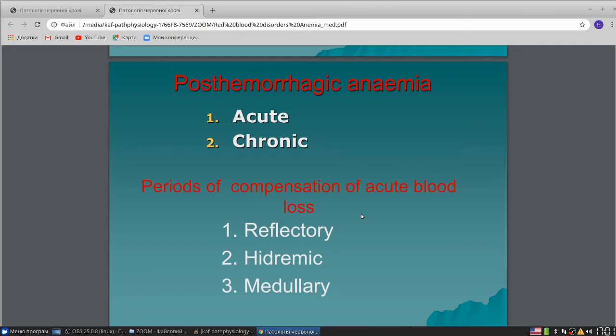And in the medullary form, there will be hyperstimulation of hematopoietic tissue from different sources, due to increased synthesis of erythropoietin, due to hypoxia of kidneys, hypoxia of organs and tissue, and increased synthesis of steroid and stress hormones. In this stage, in blood there will be poikilocytosis, anisocytosis, and reticulocytosis. So it will be a hyper-regenerative period.